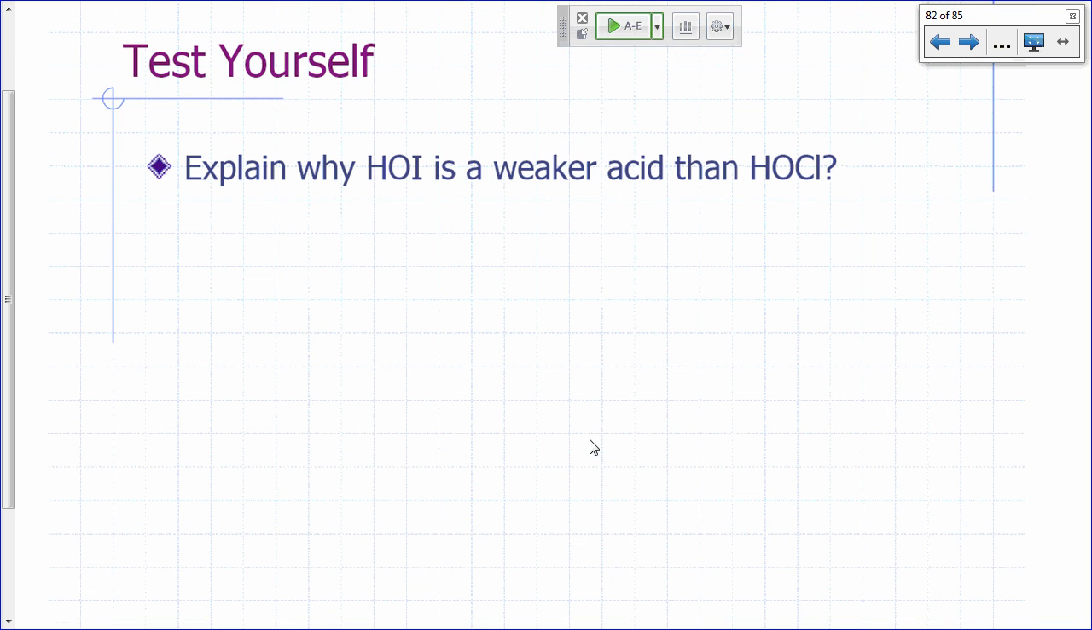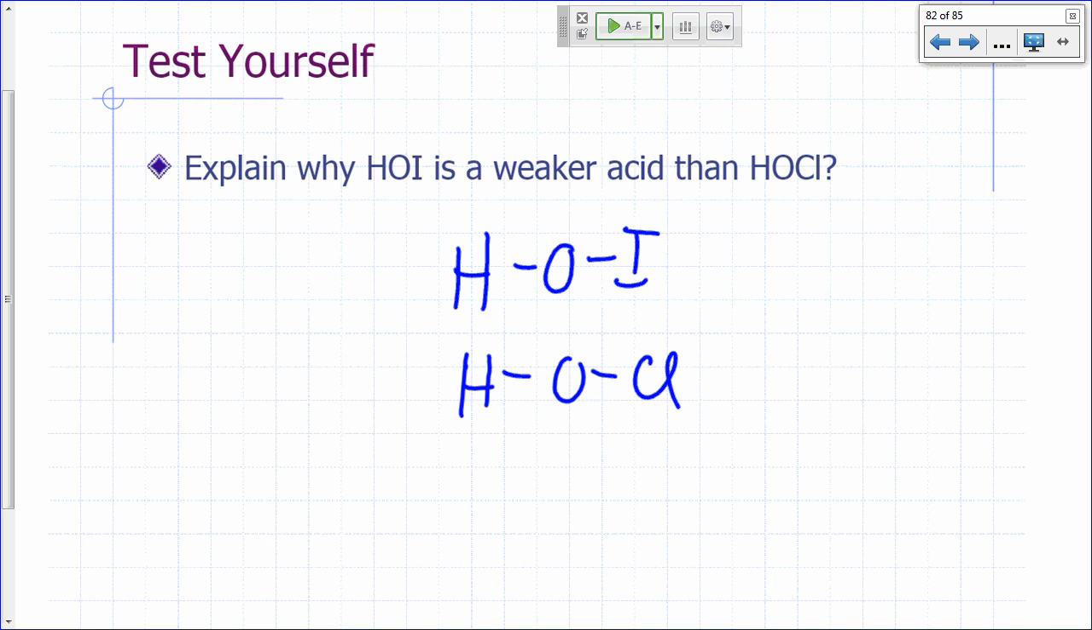So explain why HOI is weaker than HOCl. Okay, HOI versus HOCl. So let's compare then OI negative versus OCl negative. They're both negative. They both have a charge of -1. Which one has a greater charge dispersal, or lower charge density?